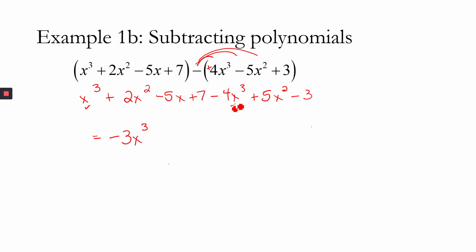I'm going to put little check marks down below to remind myself that I've already taken care of them. Then this becomes a 7x squared. Again, minus 5x, that's the only x piece, and then plus 4. So there's our answer for that one.